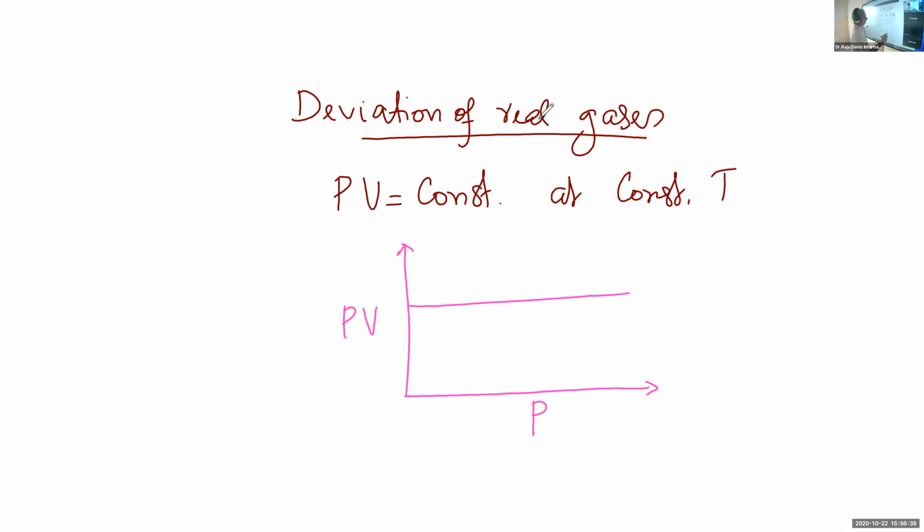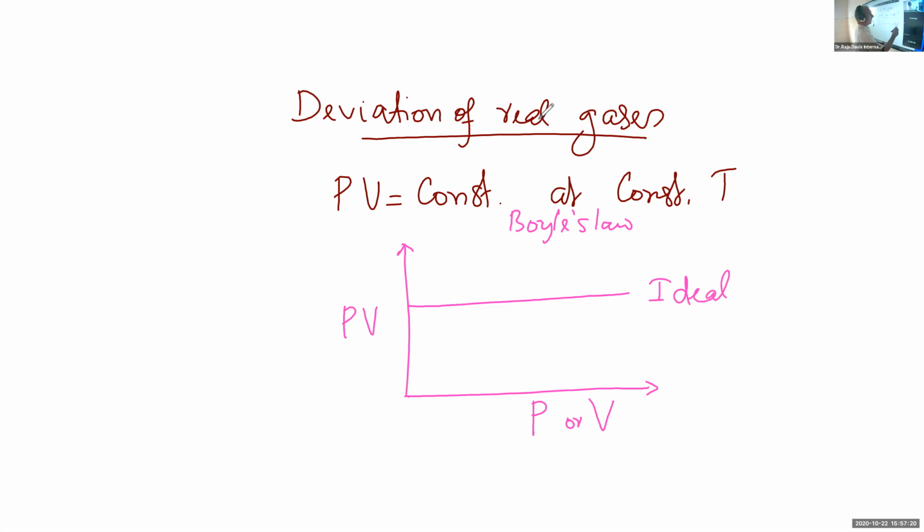Or you can plot the volume also. So a graph of PV against P or PV against V, that is a constant, it's a straight line. And this is from Boyle's law. PV is constant from Boyle's law. So this is the nature of the graph obtained if the gas obeys Boyle's law, or if the gas is an ideal gas.